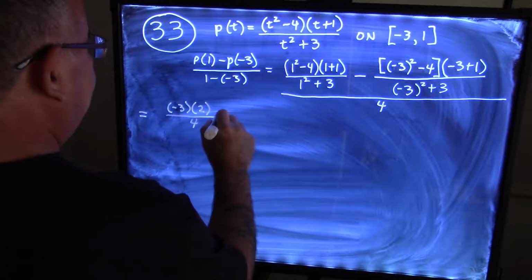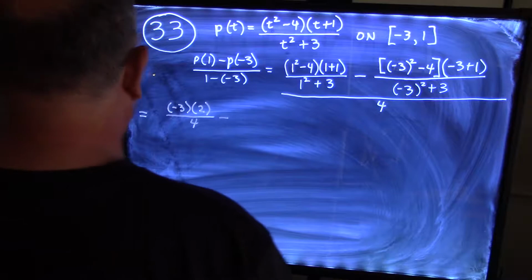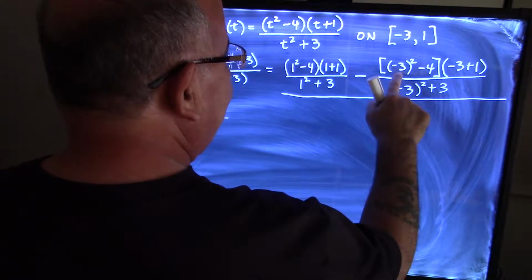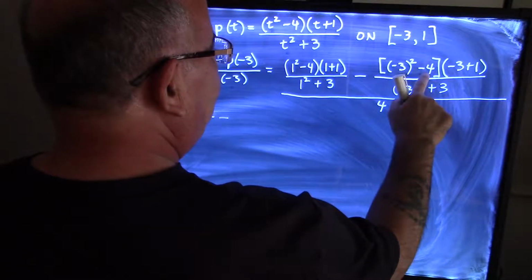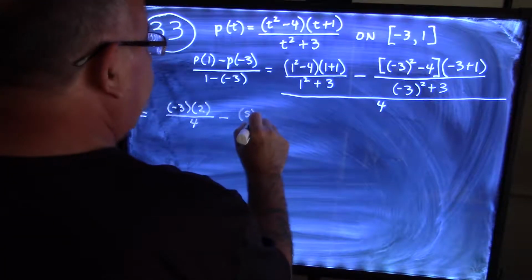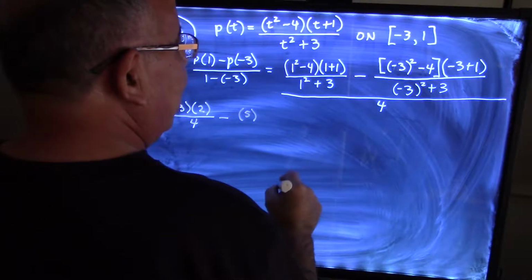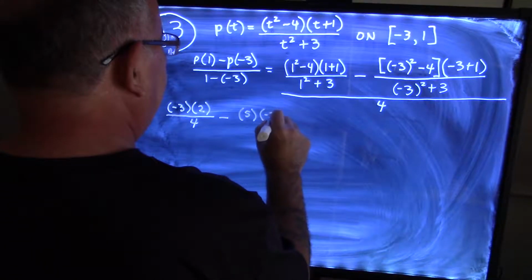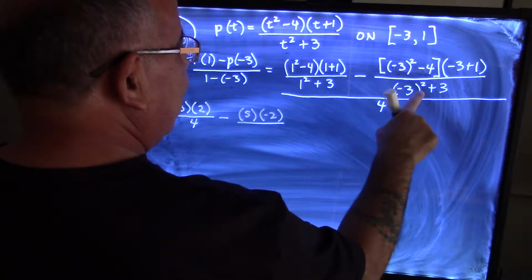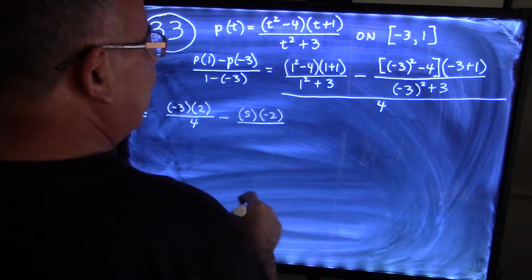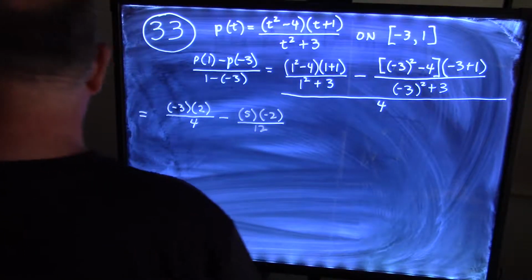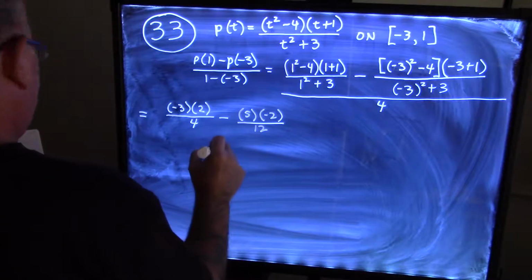And then you got minus. And so we've got -3 squared is positive 9. And then 9 minus 4 is 5. So we've got a 5 there. And then -3 plus 1 is -2, over -3 squared is positive 9. And 9 plus 3 is 12. Alright, and that's all over 4.